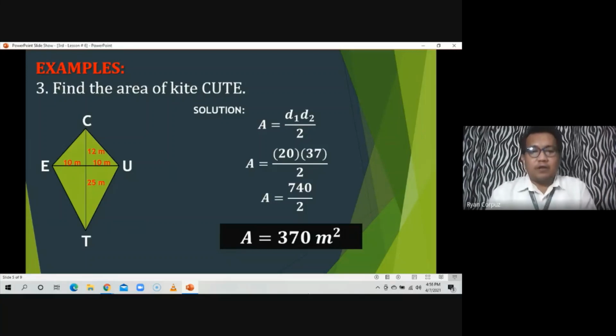So, nakuha yun? So, ganun din yung makuha natin. Kapag 20 divided by 2, that would be 10 times 37. That's also 370 pa rin ang makuha natin. So, since the unit is in terms of meter, it should be in square meters. So, the answer for number 3 is 370 square meters as the area of the given kite. So, did you get example number 3? Okay, let's continue to answer more examples.